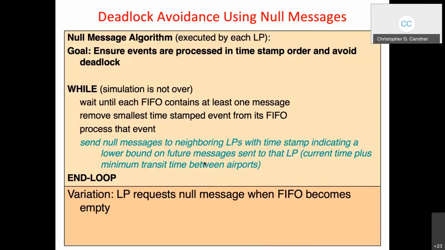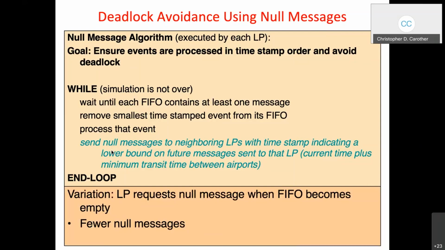So here's the null message algorithm, and essentially it's just like your sequential algorithm that you would see running on a core, except there's this added part here in blue-green where you're having to send null messages to all your neighboring LPs. You do that with a timestamp indicating some lower bound on future messages that you might send. In other words, you're sending promise times, saying, I will never send an event to you at a timestamp less than this. You're sending a promise time into the future.